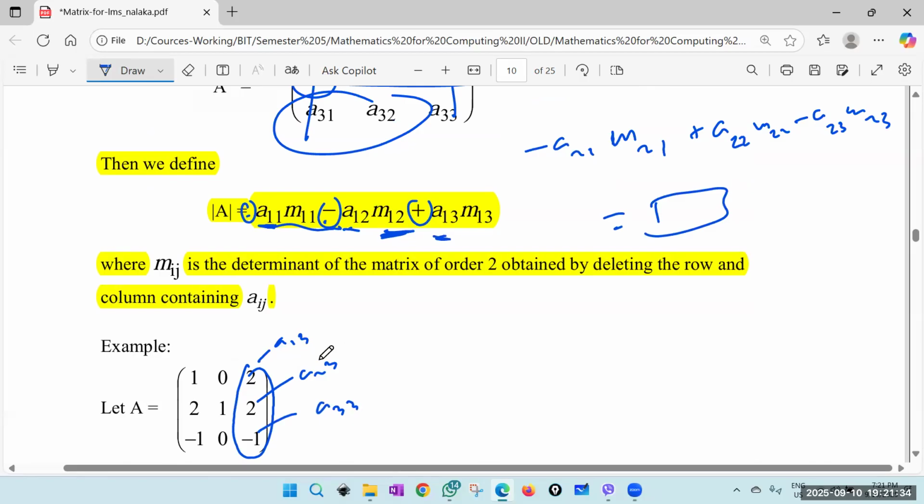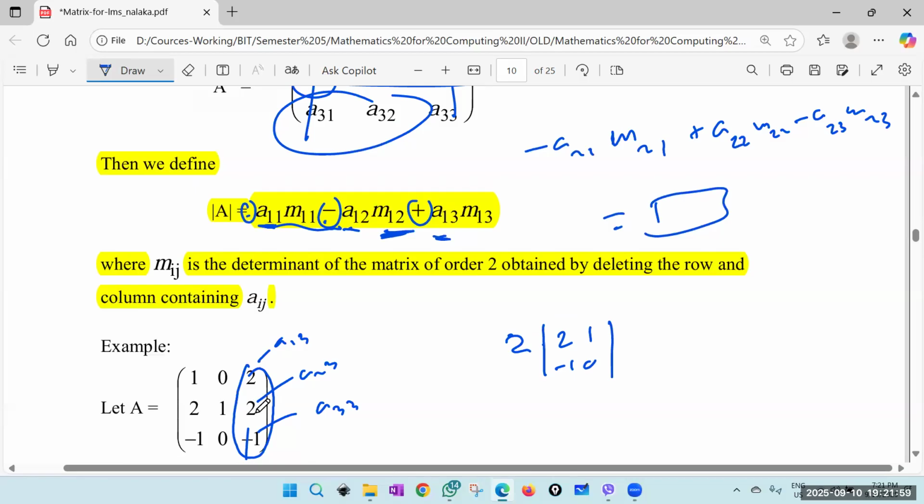So then how do you calculate? A13, that is 2 into, now remember 3 plus 1 is 4, even, therefore it is positive. So then you shade this. So then you get 2, 1 minus 1, 0 is determinant. Let's calculate it in the next step. So I just say this and this, 2, 1 minus 1, 0.